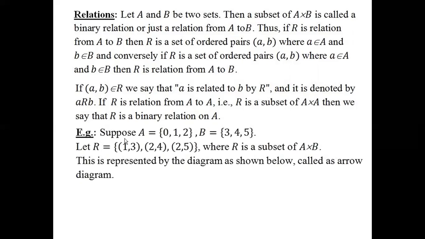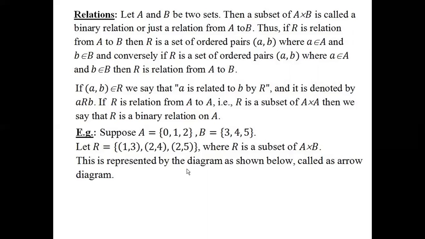Example, suppose we take the set A as {0, 1, 2} and the set B as {3, 4, 5}. Let us assume the relation R as {(1,3), (2,4), (2,5)}, where R is a subset of A cross B. If I want to write down the Cartesian product A cross B, it is the set of all ordered pairs (a, b). So it will be (0,3), (0,4), (0,5), (1,3), (1,4), (1,5). Similarly, (2,3), (2,4), (2,5). That will be A cross B. Among that, I have collected a subset which is nothing but R, given by (1,3), (2,4), (2,5).